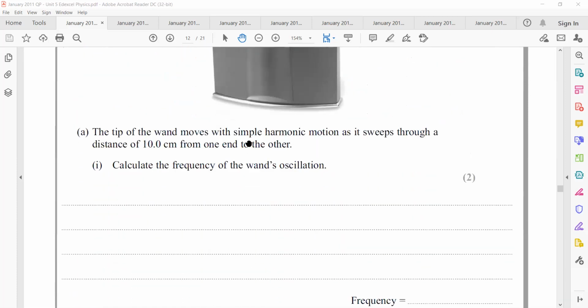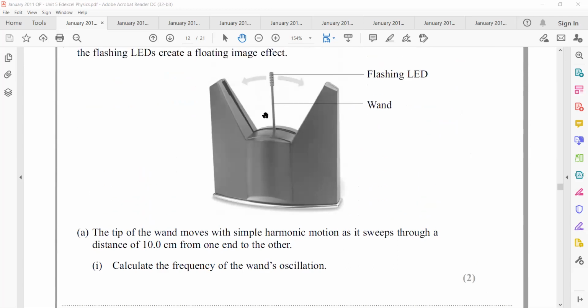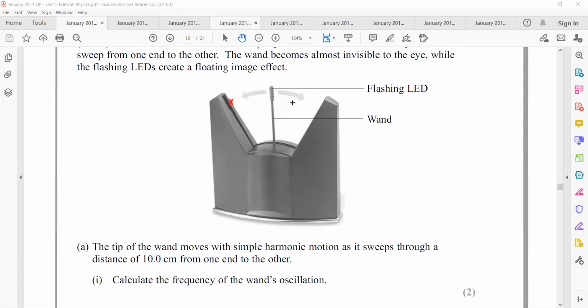The tip is for a simple harmonic motion sweep through a distance of 10 centimeter from one end to another. Calculate the frequency. So the distance from one end to another is 10 centimeter. But when we take amplitude, we take it from the mean position. So from the mean position, the distance is 5 centimeter. And if we need a frequency, we can find the time period. This is one way, and using the time period, we can work out the frequency, or the reciprocal of the time period is also a frequency.